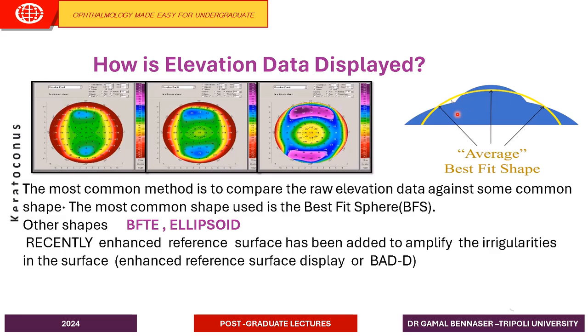That's why it's called enhanced reference surface. Of course, apart from the best fit sphere, there is also the best fit toric ellipsoid and the ellipsoid. They have special indications, especially in abnormal and irregular corneas. But now we are going to speak about the new modality of reference surface, which is known as the enhanced reference surface, invented by Pellin and Prosso in the display, which is known as the BAD display.